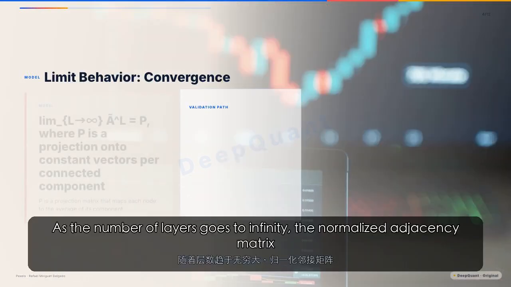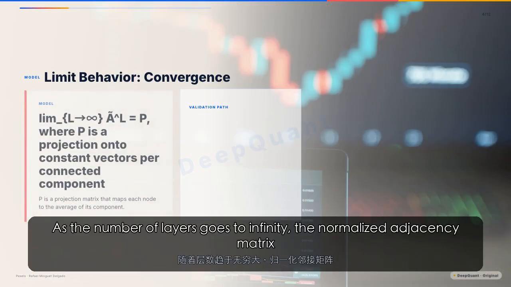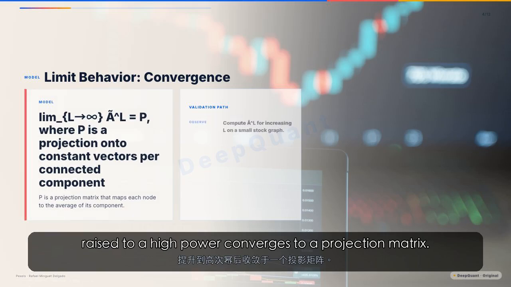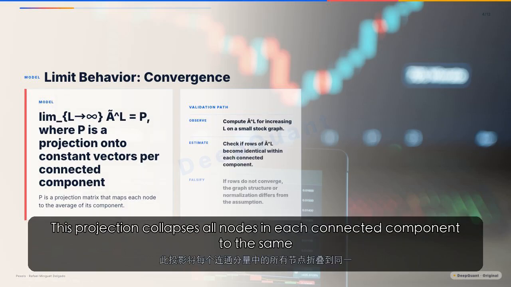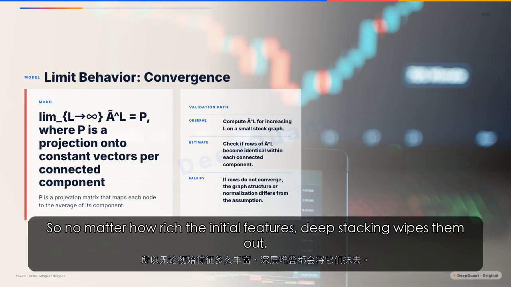As the number of layers goes to infinity, the normalized adjacency matrix raised to a high power converges to a projection matrix. This projection collapses all nodes in each connected component to the same value. So no matter how rich the initial features, deep stacking wipes them out.